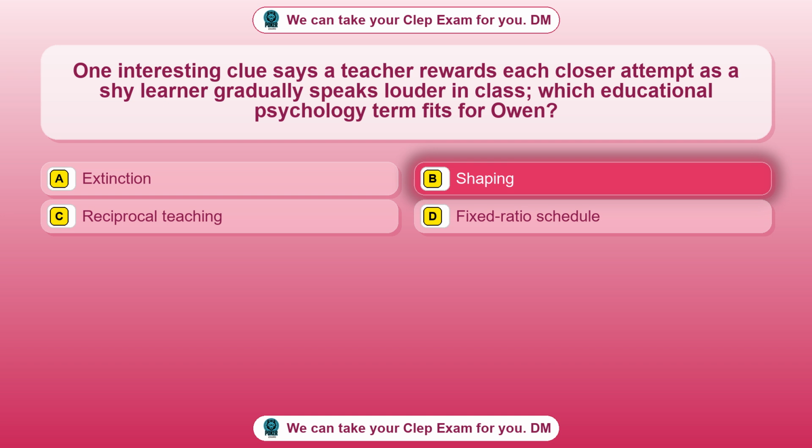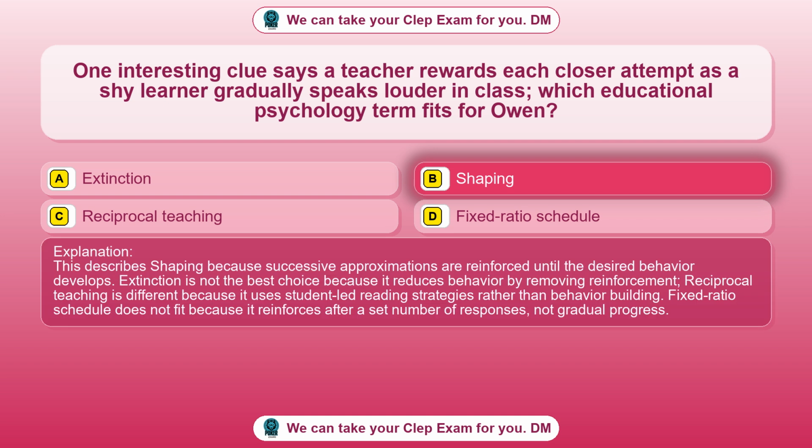Shaping. This describes shaping because successive approximations are reinforced until the desired behavior develops. Extinction is not the best choice because it reduces behavior by removing reinforcement. Reciprocal teaching is different because it uses student-led reading strategies rather than behavior building. Fixed ratio schedule does not fit because it reinforces after a set number of responses, not gradual progress.